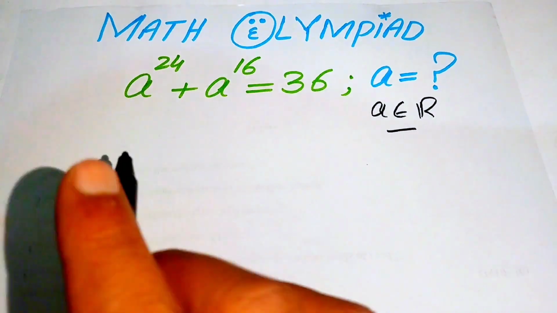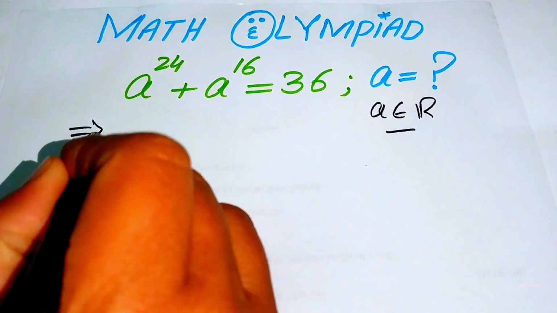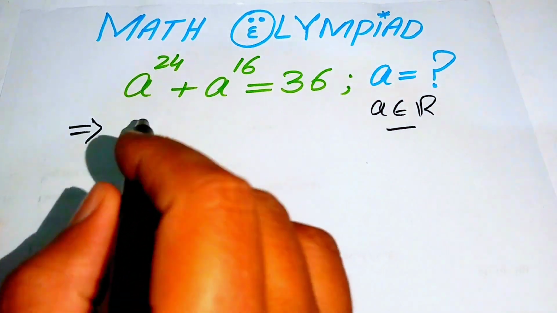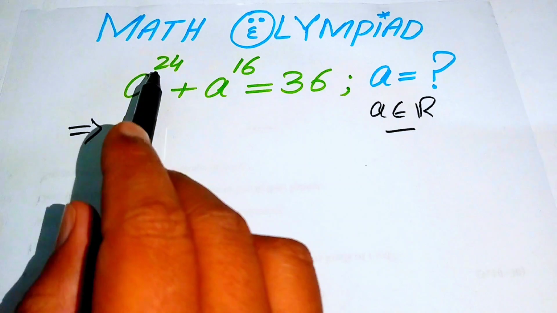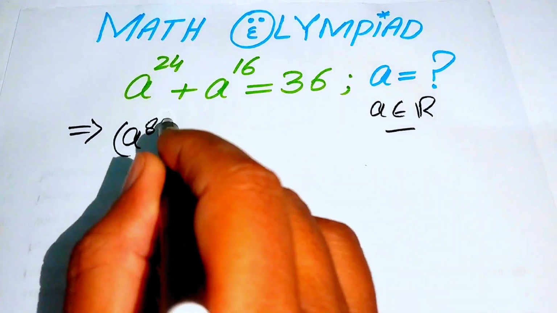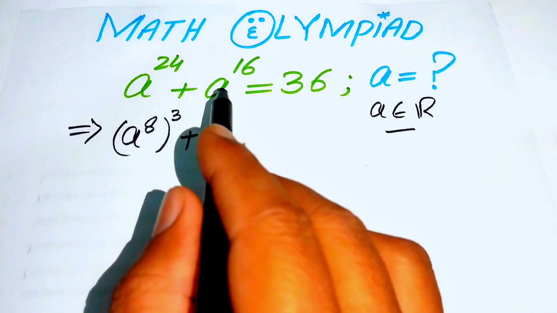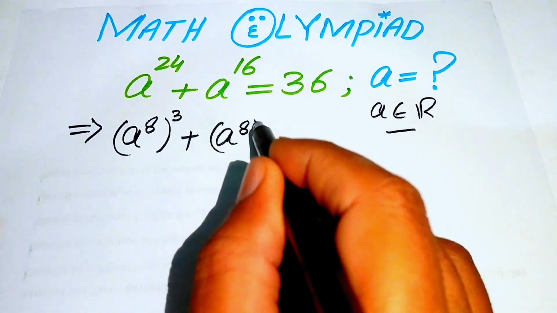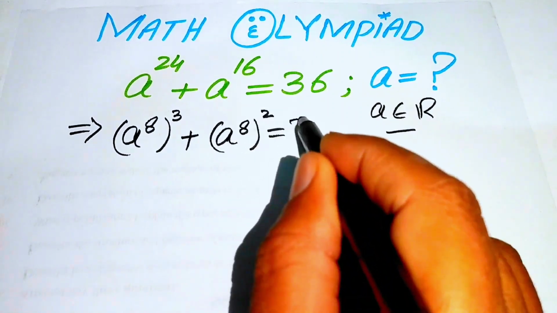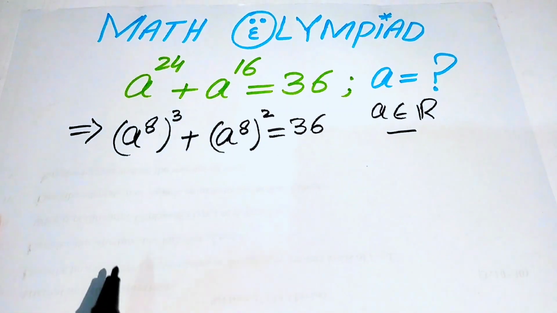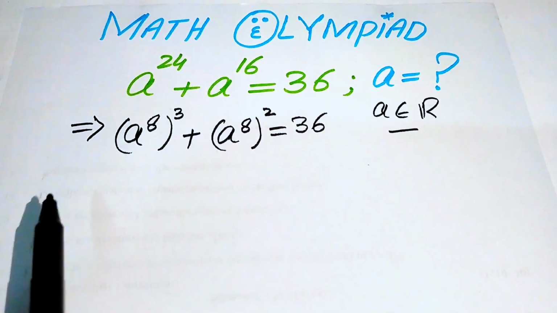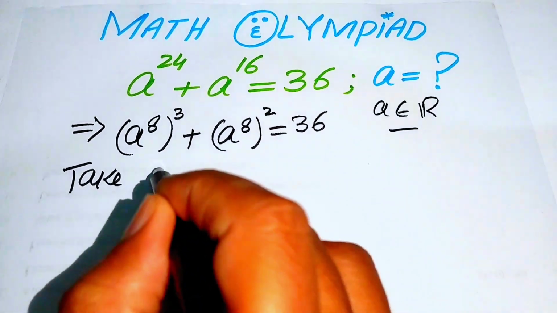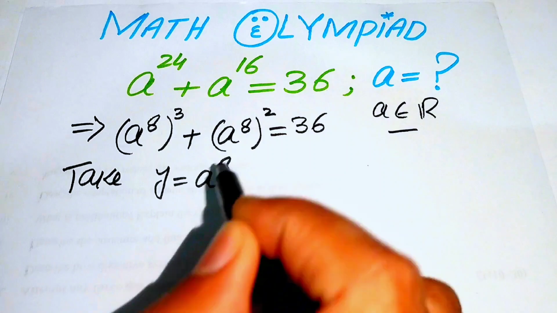The very first thing we are going to do is rewrite this equation. We break the exponents of these two terms and write 24 as a to the power of 8 and its whole cubed, plus we write a to the power of 16 as a to the power of 8 and its whole square, and this whole equation becomes 36. You see that we have a to the power of 8 as the common term, so we take y equals a to the power of 8.